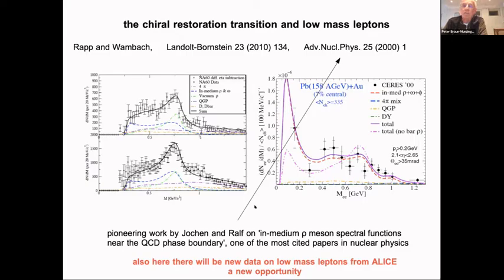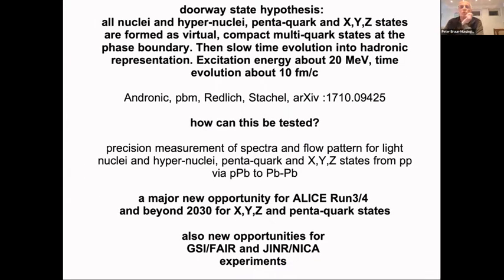So let me just conclude on the doorway state hypothesis and how one can possibly explain that these loosely bound objects are also produced at high temperatures. Our hypothesis is that maybe these states are formed as virtual compact multi-quark states at the phase boundary, which then slowly evolve into their hadronic representation. This is something which we published in Nature, and this is yet to be confirmed experimentally. But I think this is something which will shape the next steps of our research and will also be very important for GSI FAIR and JINR, NICA, and other experiments.